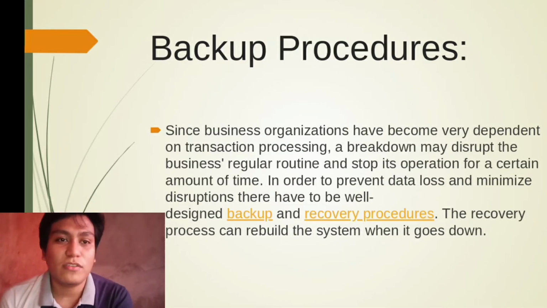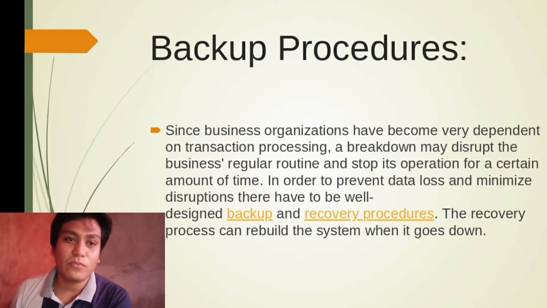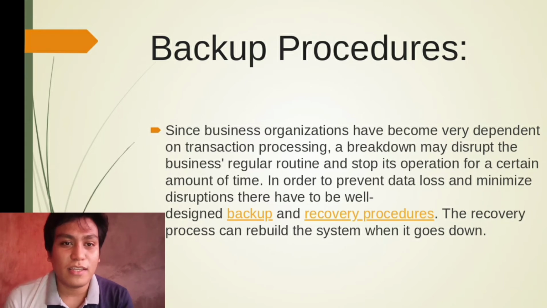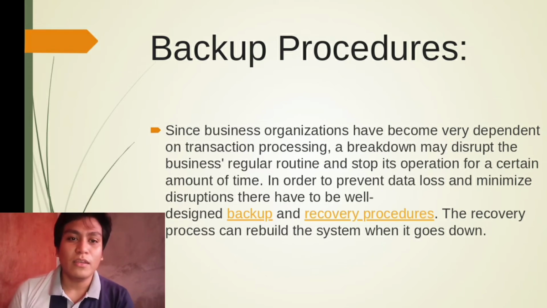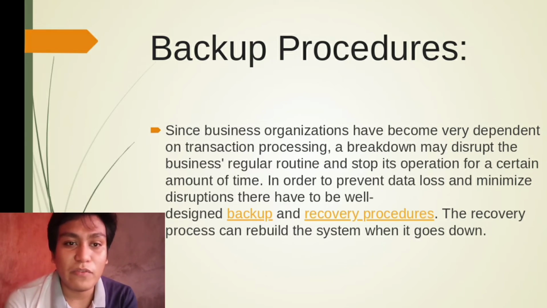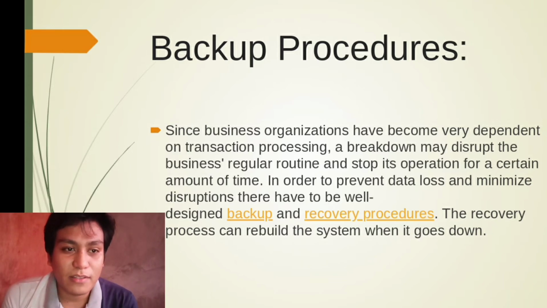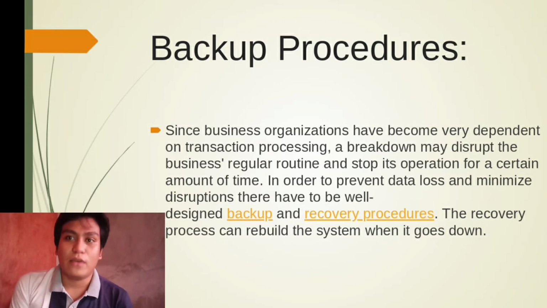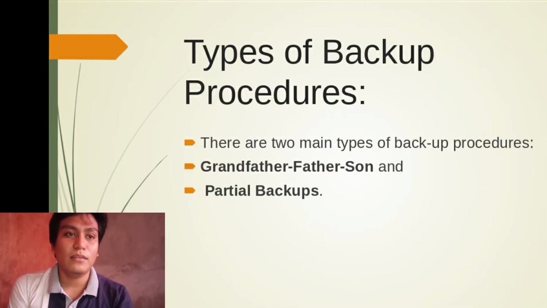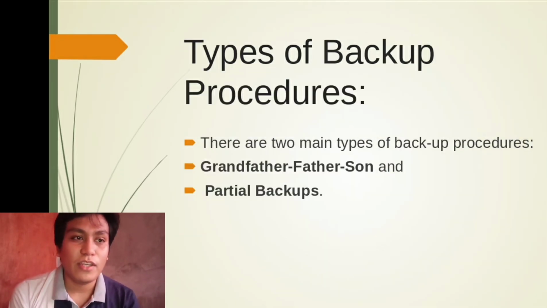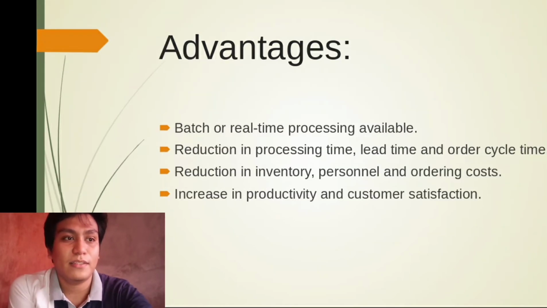Backup procedures. Since business organizations have become very dependent on transaction processing, a breakdown may disrupt the business. Regular routine and stop its operation for a certain amount of time. In order to prevent data loss and minimize the disruptions, there have to be well-designed backup and recovery procedures. The recovery process can rebuild the system when it goes down. Types of backup procedures. There are two main types of backup procedures: the grandfather, father, son, and partial backups.